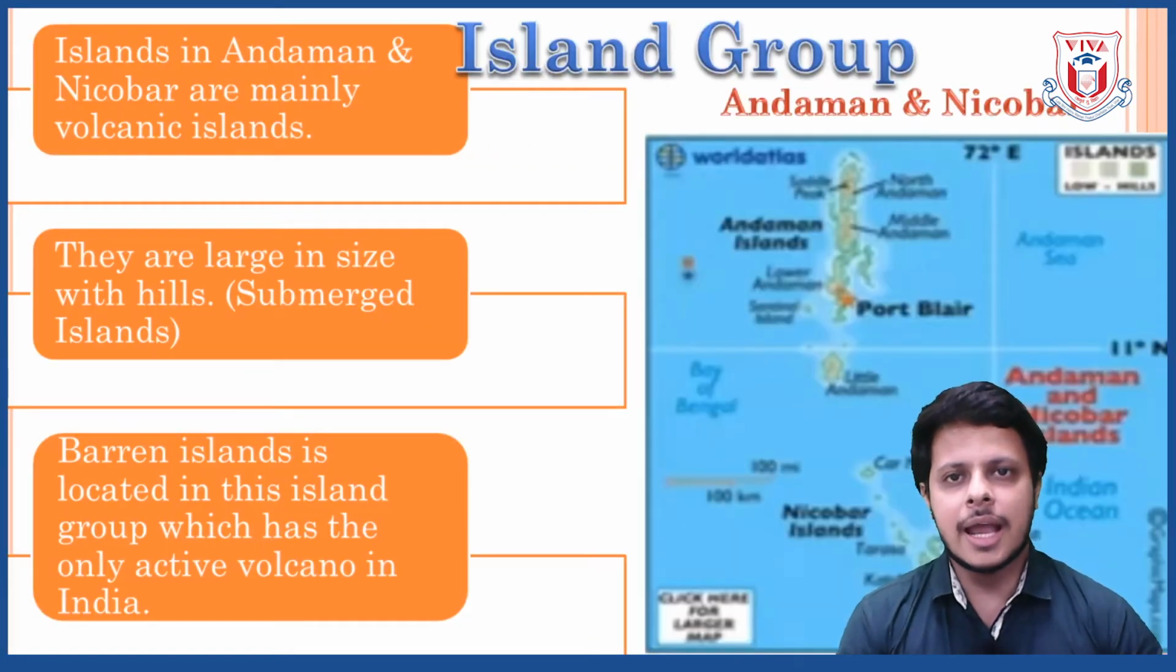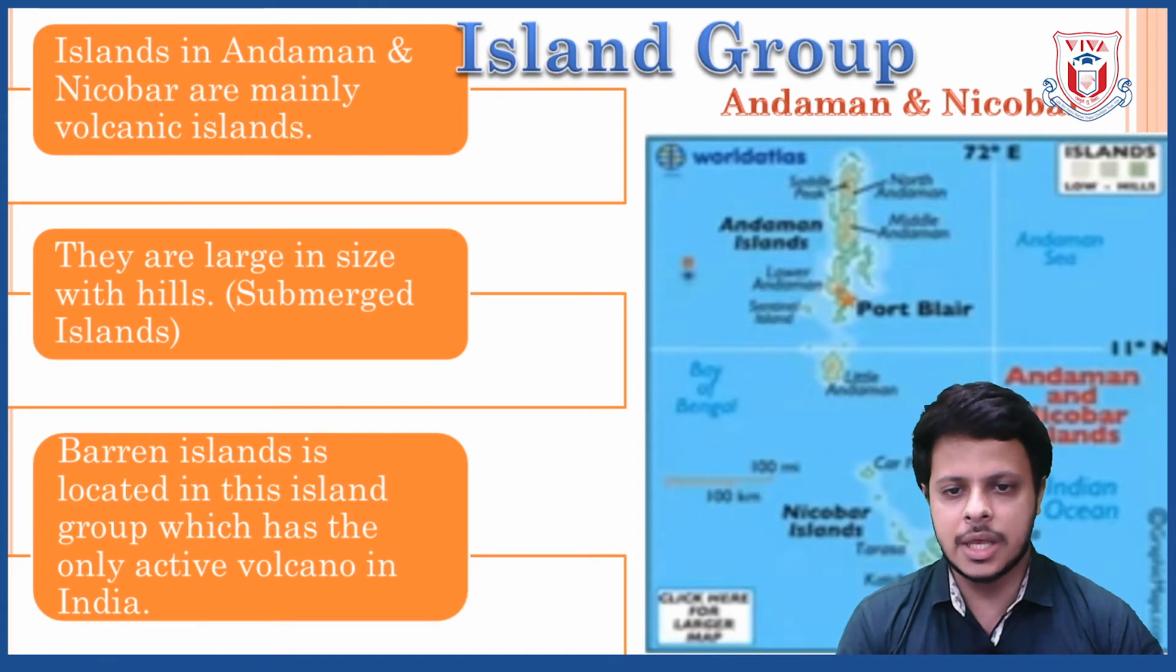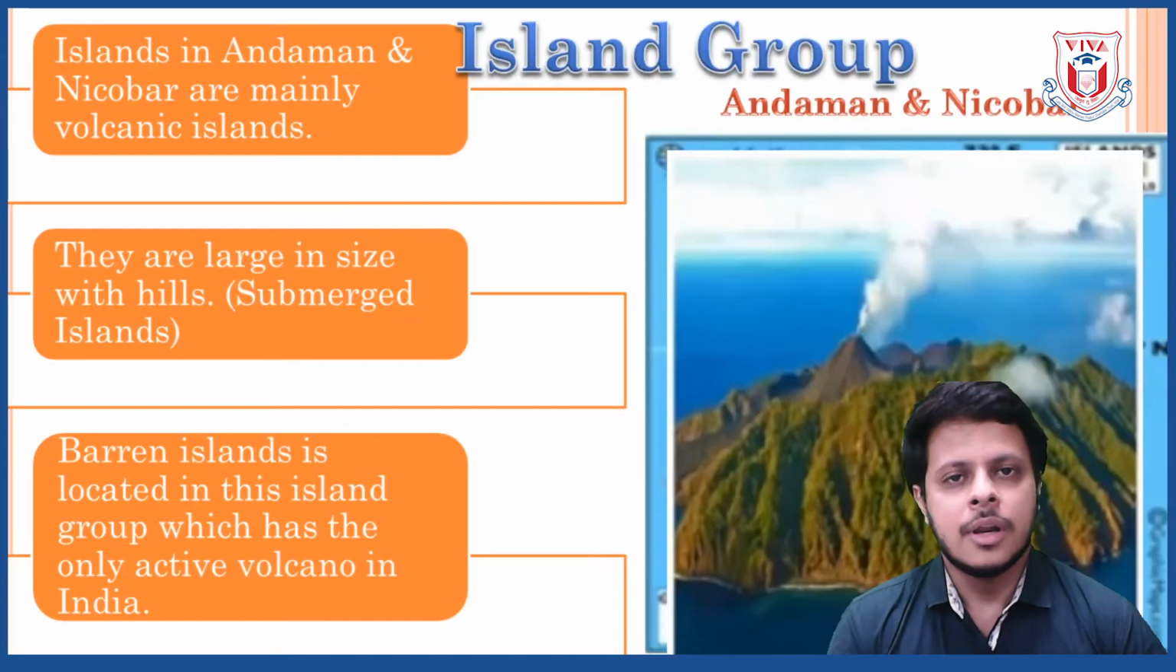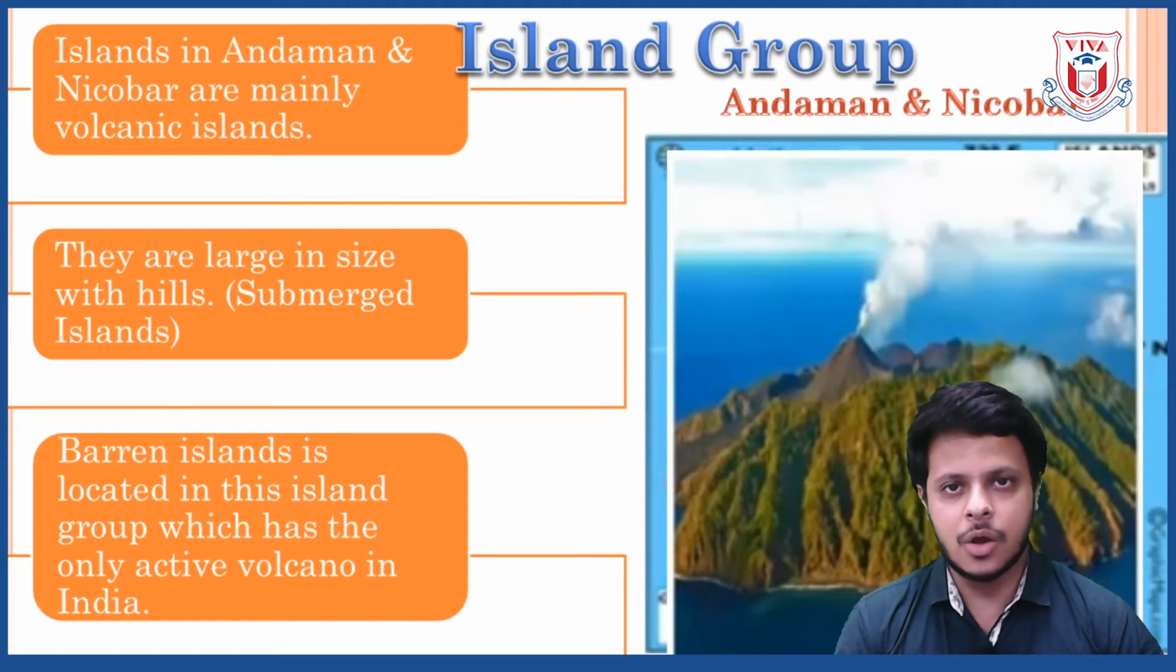Let's see the island group. Islands in Andaman and Nicobar are mainly volcanic islands. So you can see over here they are large in size with hills, submerged islands. Let's see about the island group. India has two groups of islands. One is the Andaman and Nicobar islands and the other one is the Lakshadweep islands.